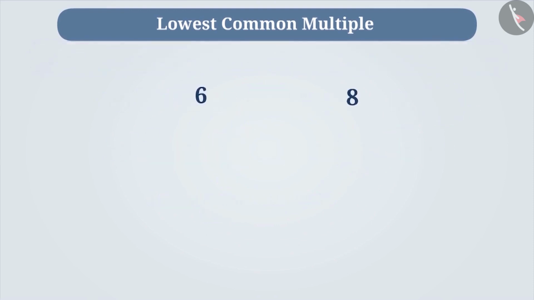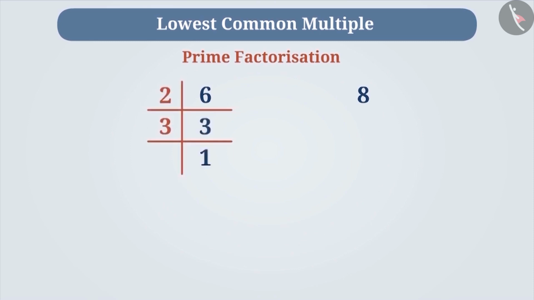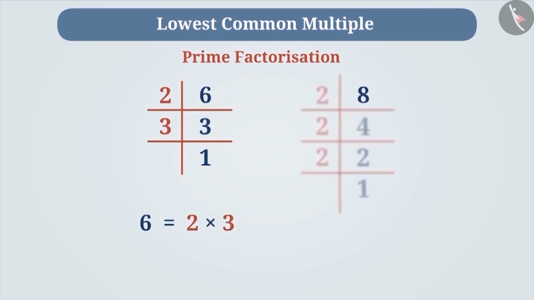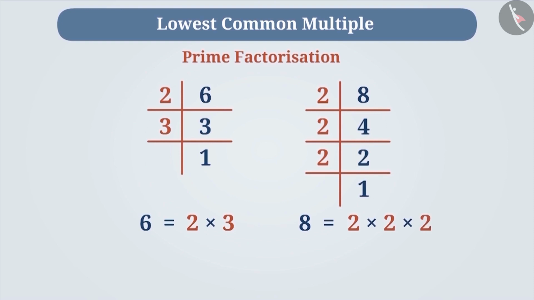Let's learn how to find the LCM of the given numbers. Let's find the LCM of 6 and 8. First, we perform the prime factorization of these two numbers. The prime factorization of 6 can be performed in the following way. Therefore, we will write the obtained factors as 6 equals 2 into 3. Similarly, for 8, we get the factors 2 into 2 into 2.